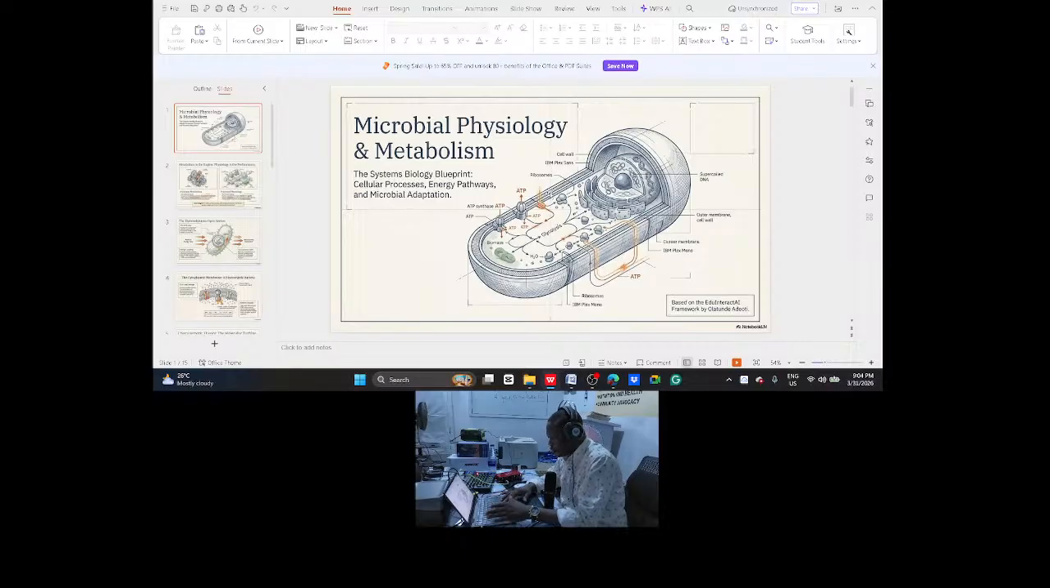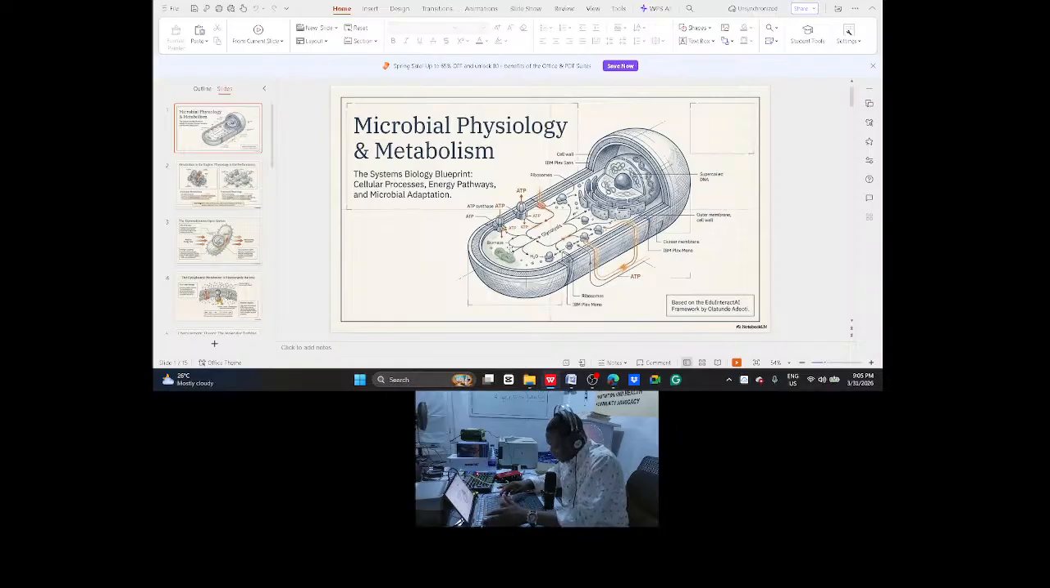So what we have today is going to be the systems biology blueprint. We want to look at the cellular processes, the energy pathways, and microbial adaptation. So it's like we want to study the totality of all the activities that are found in the cell, including the way and manner in which a typical cell is able to adapt to its environment.